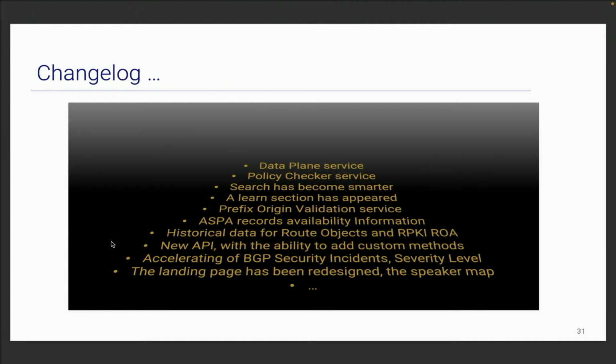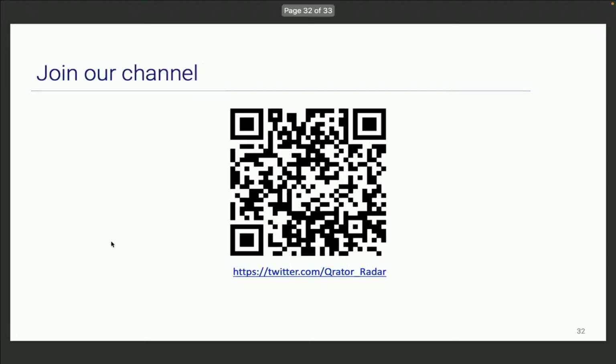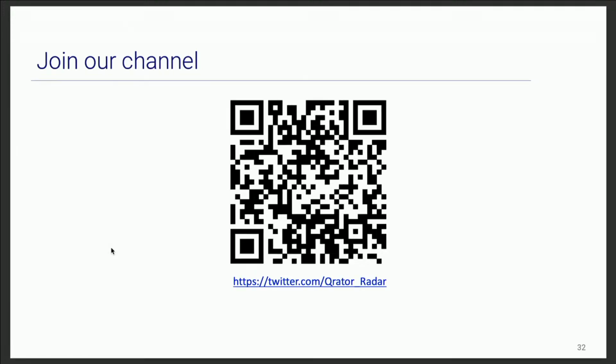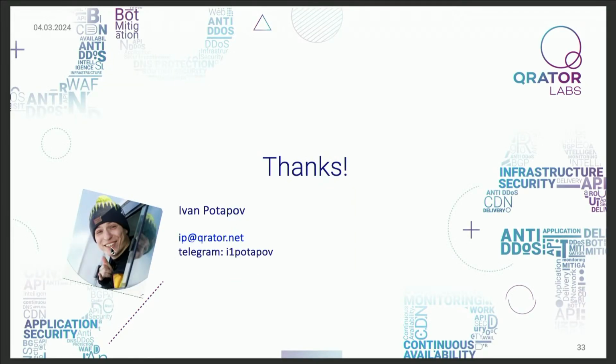Also, we have a lot of other updates, not related to connectivity. We have some new services, and we can discuss them afterwards if you want. Also, we have a Twitter channel where we publish information about global BGP incidents like hijacks and route leaks. For example, yesterday there were global incidents. And that's all, I think. Thank you.